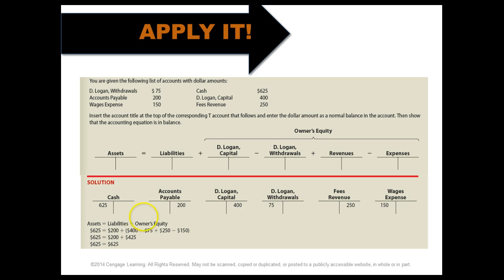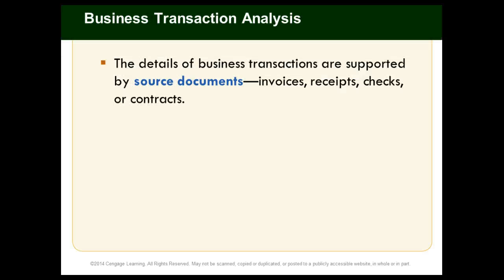Do you see that the liabilities of 200 plus the owner's equity of 425 equal 625? And what are our assets? Assets equal liabilities plus owner's equity. Isn't that just amazing? So we're going to analyze these various transactions by source documents. We do not just create an entry into our accounting system because someone tells us, hey, I made this revenue.